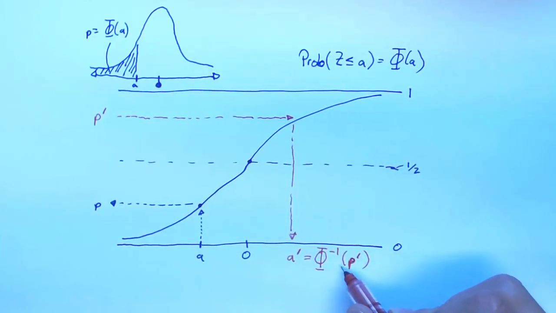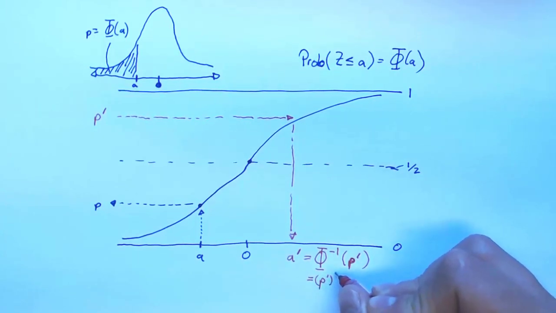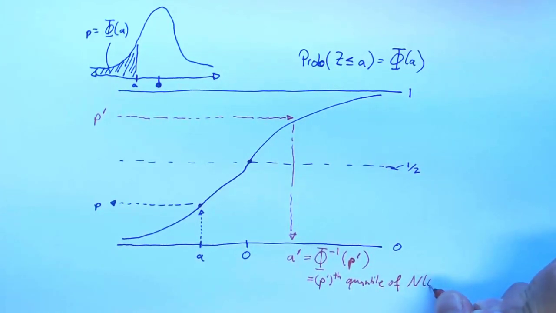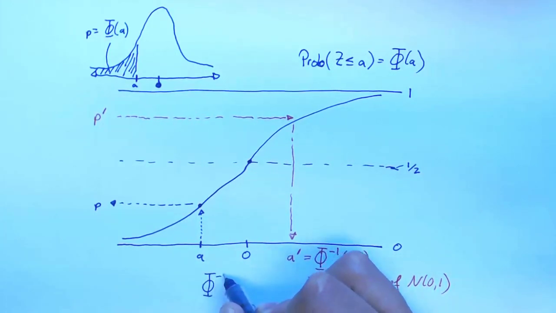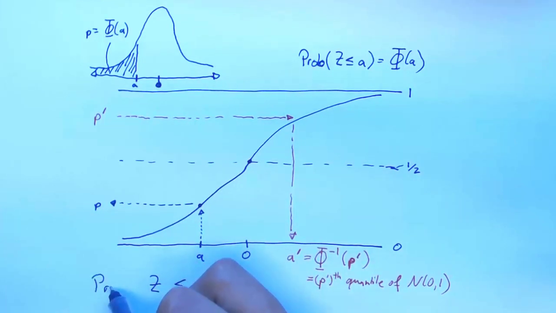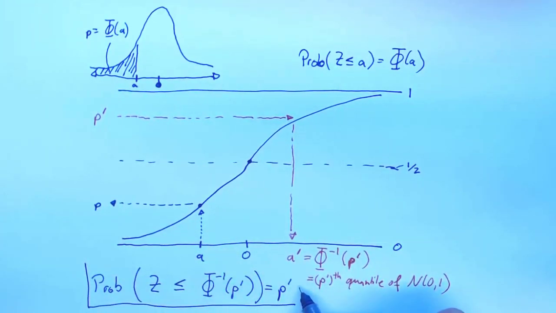And then this will be a number, and this number is called the P prime quantile of the standard normal distribution. The defining property of the quantile is that the P prime quantile is the number that I have to choose such that the probability that Z realizes below that number is exactly equal to P prime. That is the definition of a quantile.